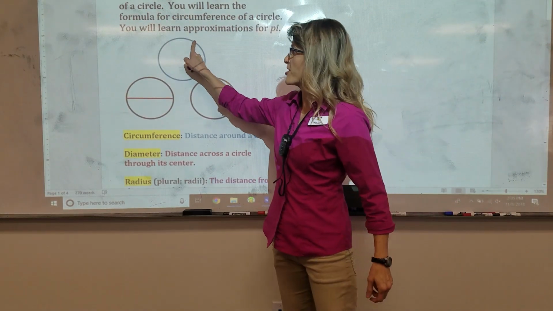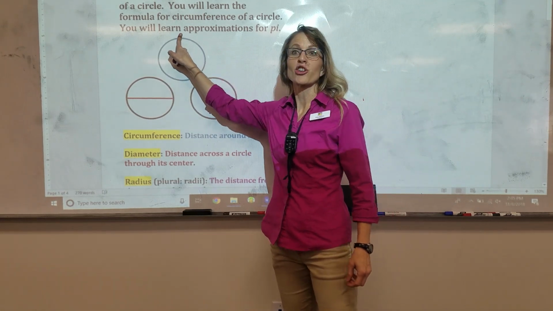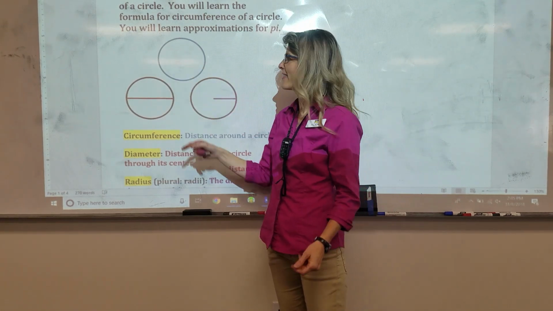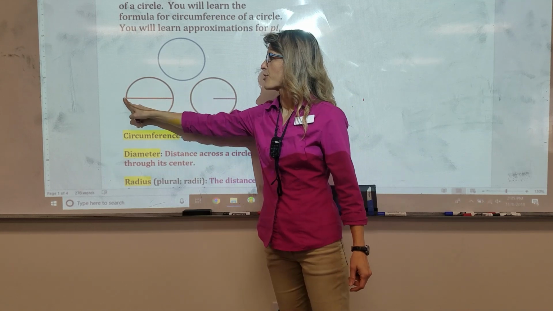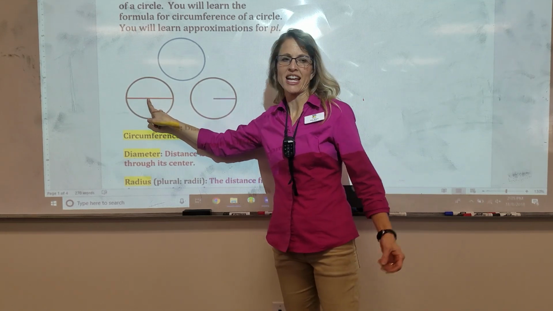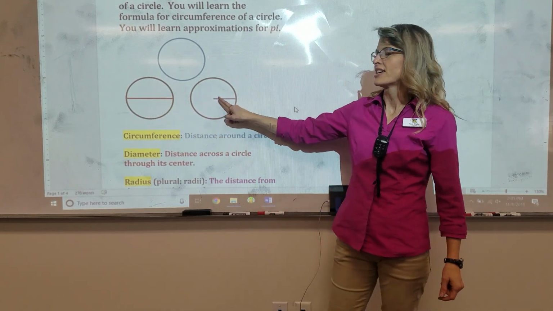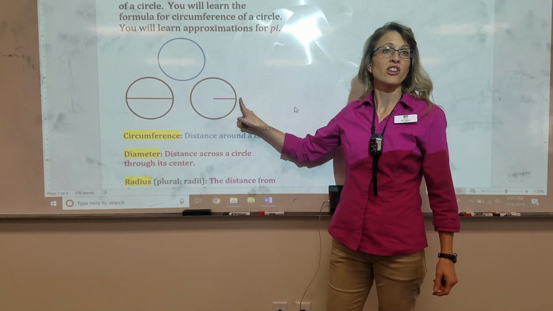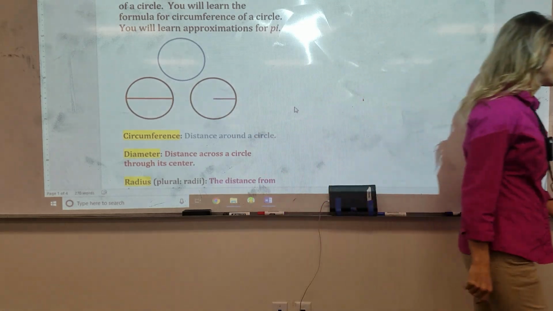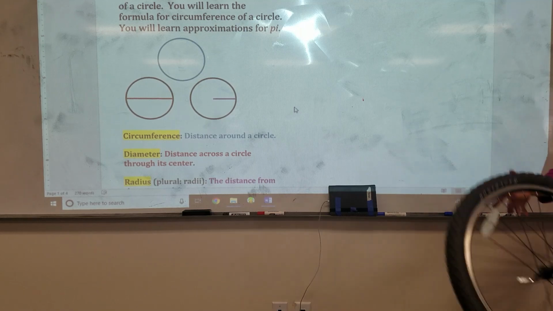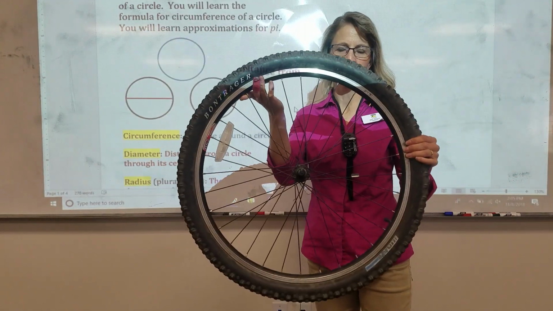So the circumference is the distance around the outside. It's called circumference. The distance from edge to edge through the center is diameter. And the distance from the center to the edge is radius. So we're going to do a quick circumference example with a wheel.